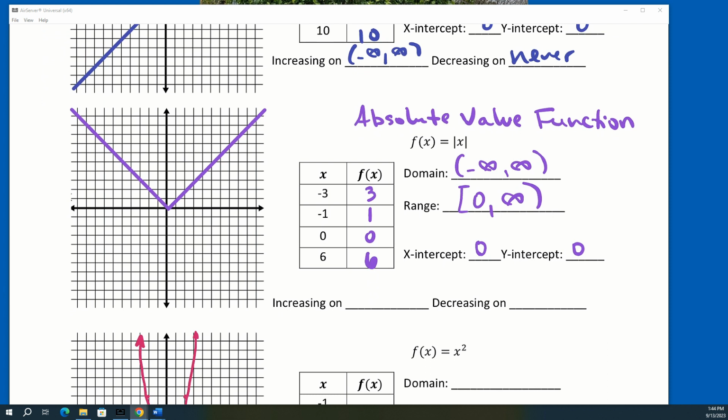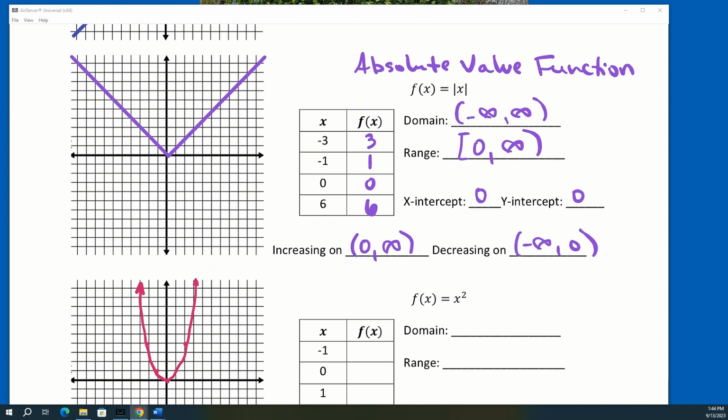And this one and the next one are the only ones that have increasing and decreasing intervals. So where is this graph increasing? From 0, when x is 0 to infinity, bless you. And then decreasing everywhere else, which is from -infinity to 0. All right, do you guys remember what the next one is called?